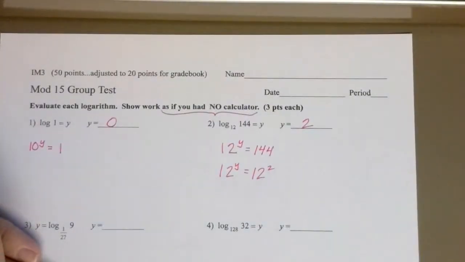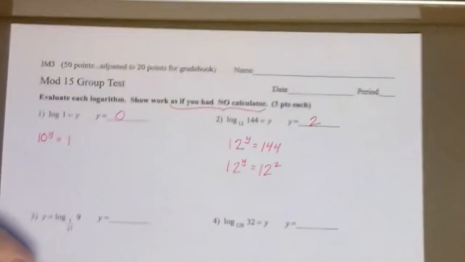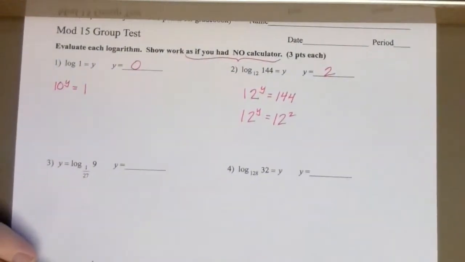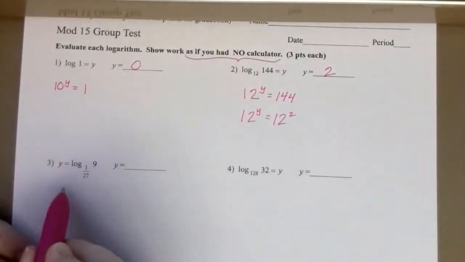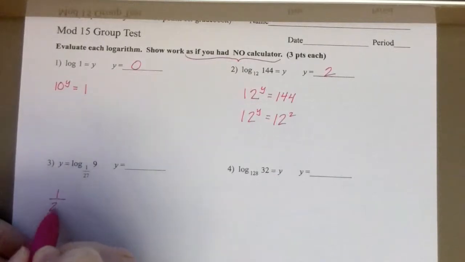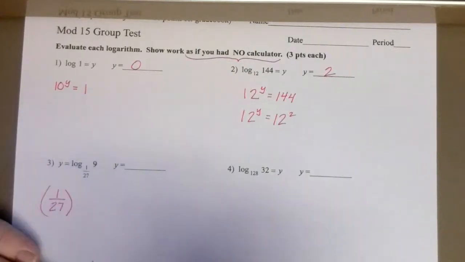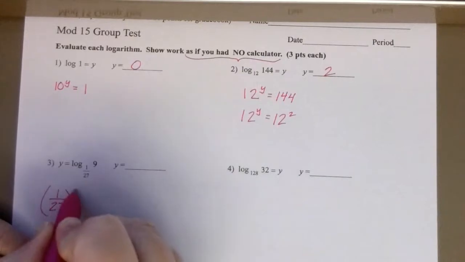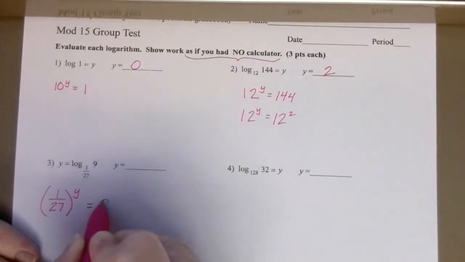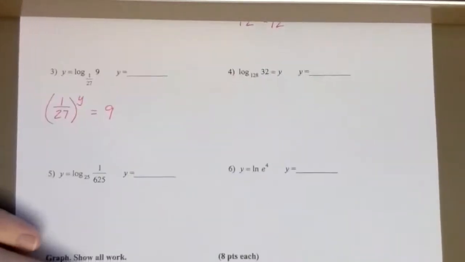Well, 144 is 12 squared, so y has to actually equal 2. Questions there? Okay. Next one. What's my base? 1 over 27. What's my exponent? Y equals 9.